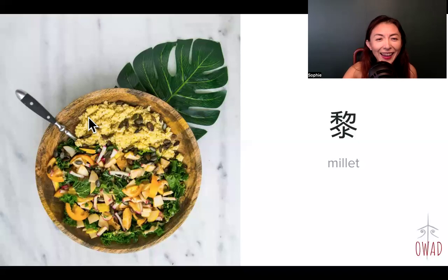So here in this beautiful bowl that's colorful, the top portion here, the yellow, tiny little pearls of rice-looking thing, is millet. It's the Li we're talking about here.